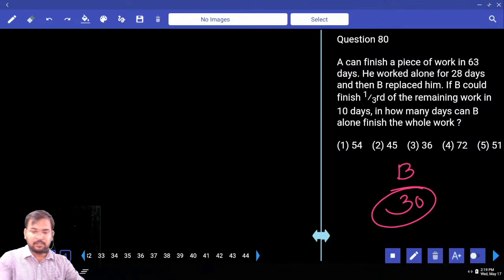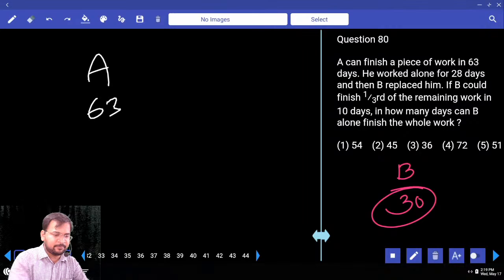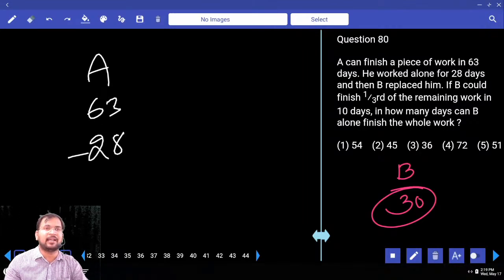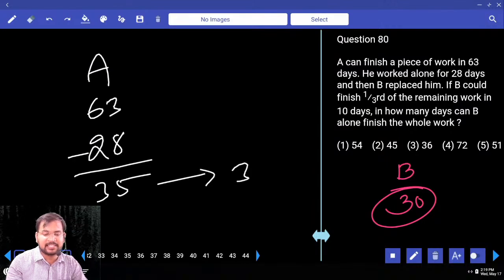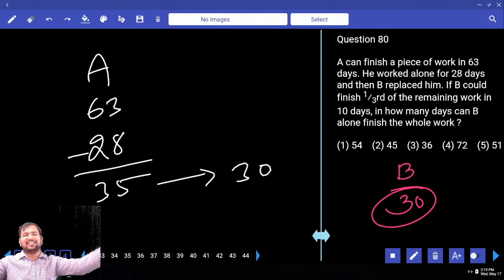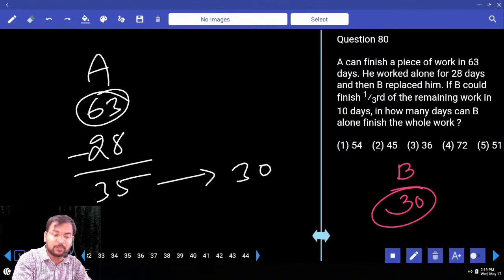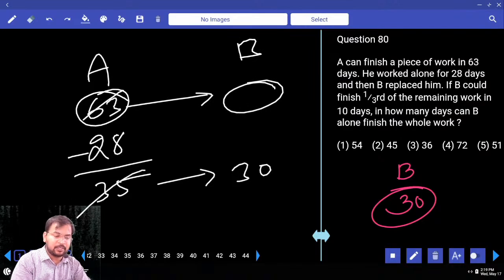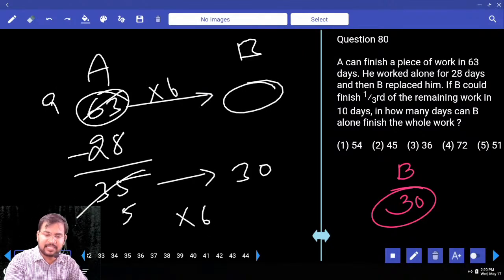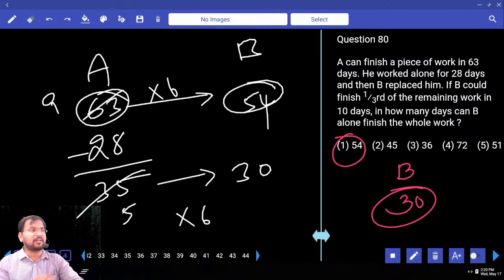Now look here. A alone completes the whole work in 63 days. He worked for 28 days. The remaining work is 35. That 35 is done by B in 30 days. Now 63 units is the total work. Then in how many days does B complete the total work? Look here: 7 nines, 7 fives, 5 sixes, 9 sixes. B alone will finish the work in 54 days.